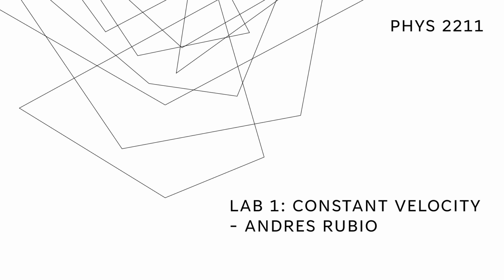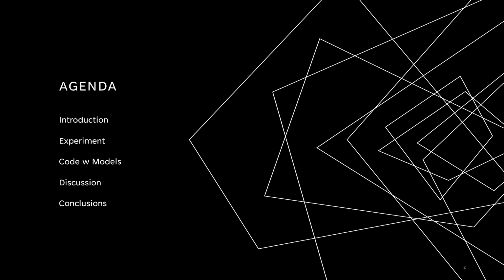Hello, my name is Andres Rubio, and this is my Lab 1 constant velocity for Physics 2211. The lab report will consist of an introduction, experiment, code, discussions, and conclusion.